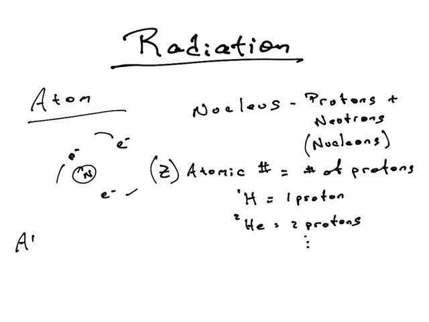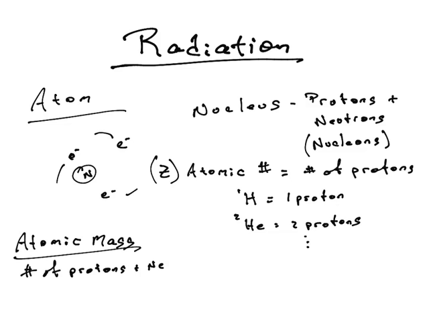There's also something called the atomic mass. The atomic mass is the number of protons plus neutrons. Because electrons are so small, with such a small mass compared to protons and neutrons, when we take the mass of an atom, we just ignore the electrons. They don't come into play. The main mass of an atom comes from its nucleus, and adding up the number of protons and neutrons gives you the atomic mass.